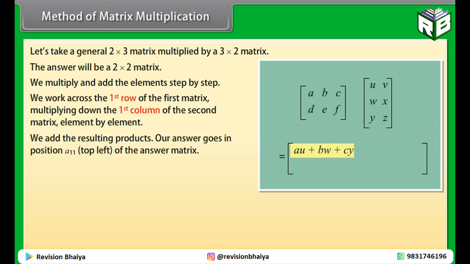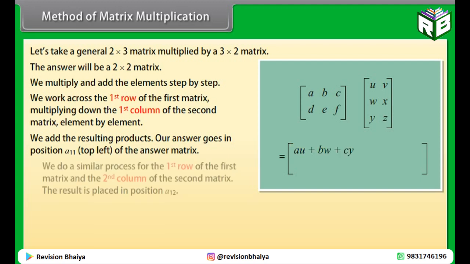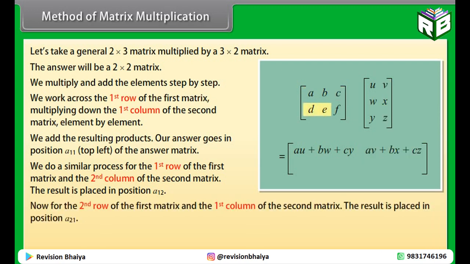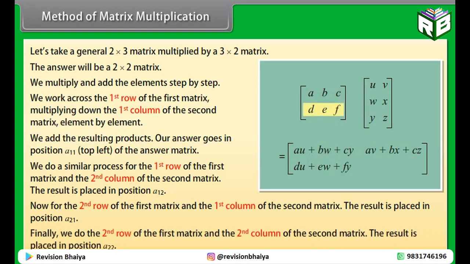Our answer goes in position A, 1, 1, that is top left of the answer matrix. We do a similar process for the first row of the first matrix and the second column of the second matrix. The result is placed in position A, 1, 2. Now for the second row of the first matrix and the first column of the second matrix, the result is placed in position A, 2, 1. Finally, we do the second row of the first matrix and the second column of the second matrix. The result is placed in position A, 2, 2.